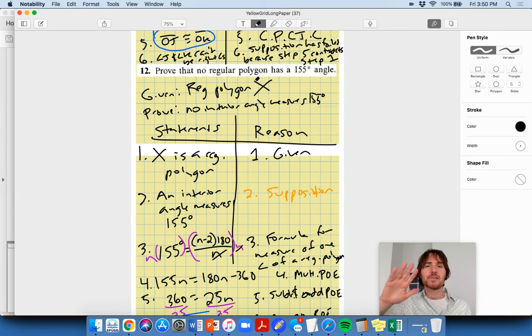So hopefully by doing this in two-column form, you can see that you can string together these ideas. You just need to present them now in your homework.